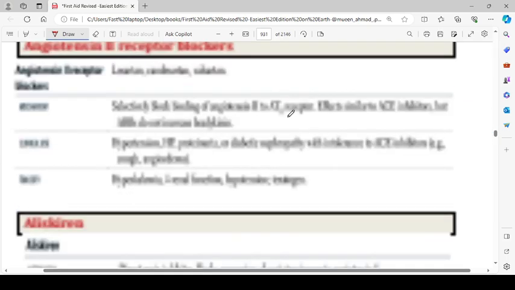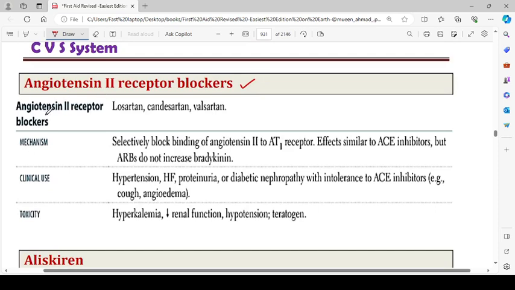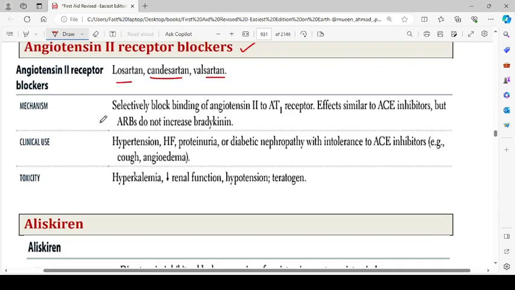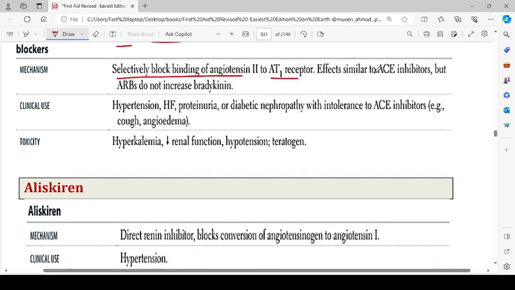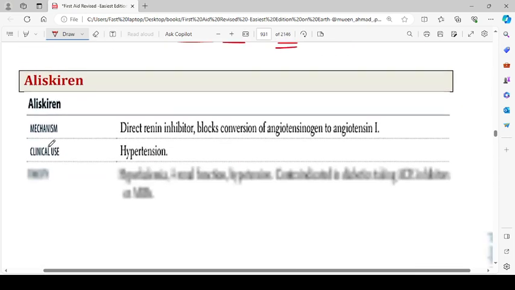Then the next thing is angiotensin receptor blockers. Angiotensin 2 receptor blockers are losartan, candesartan, and valsartan. Mechanism is that they selectively block angiotensin 2 from binding the angiotensin 1 receptor. Effects are similar to ACE inhibitors, but angiotensin receptor blockers do not increase bradykinin. The clinical uses are hypertension, heart failure, proteinuria, or diabetic nephropathy with intolerance to ACE inhibitors like cough and angioedema. Toxicities are hyperkalemia, decreased renal function, hypotension, and teratogenicity.